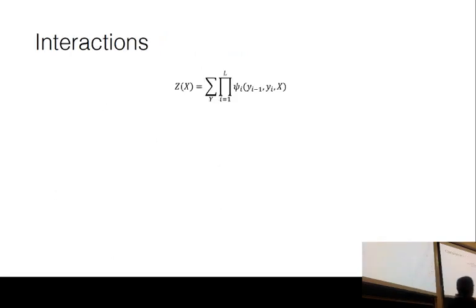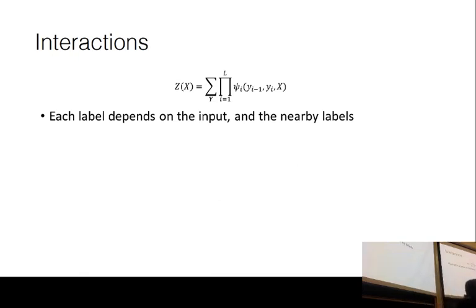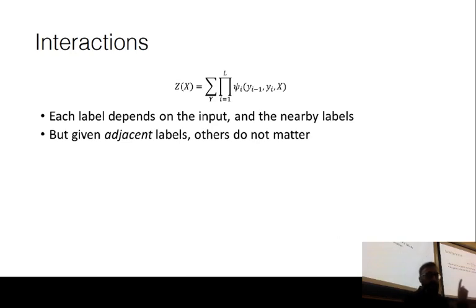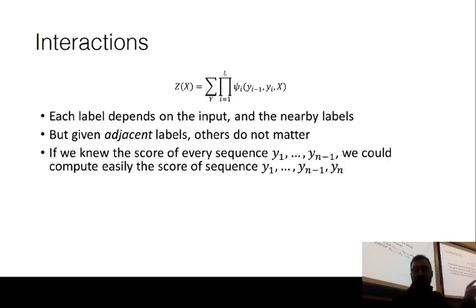So what we need to do in order to compute this Z of x is note that the assumption that we made about the dependence between the y's really helps us. So basically, each output y depends on the input and depends on its nearby labels. But given two labels, y3 and y4, all the others do not matter. So basically now, instead of thinking of the nodes in the graph, think of the edge that connects the two nodes.